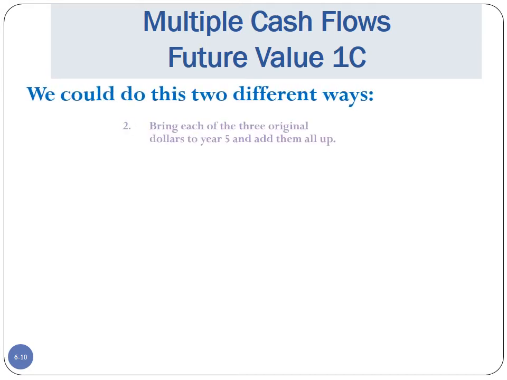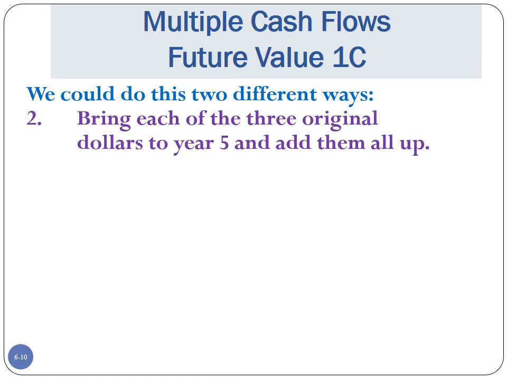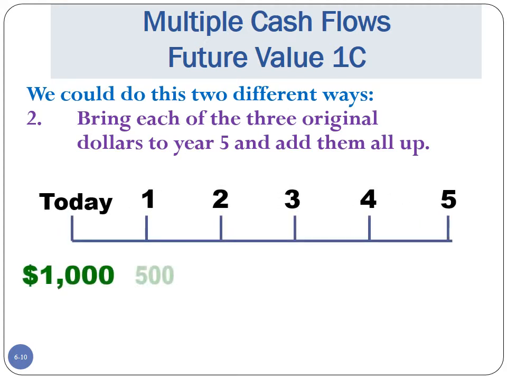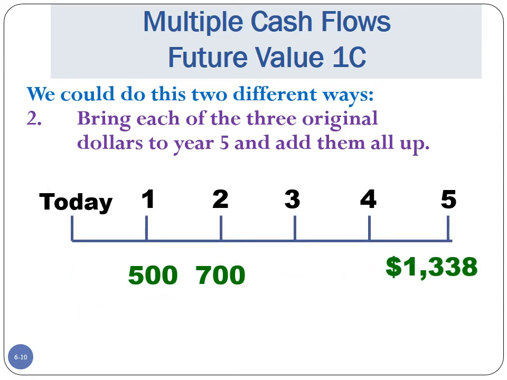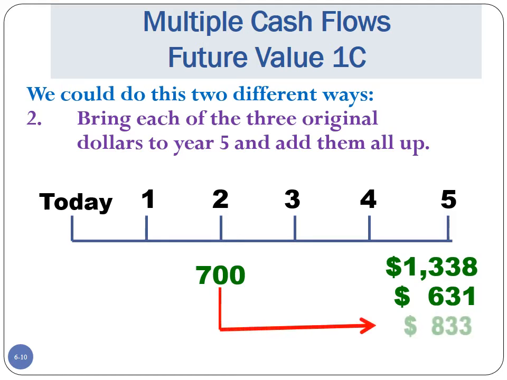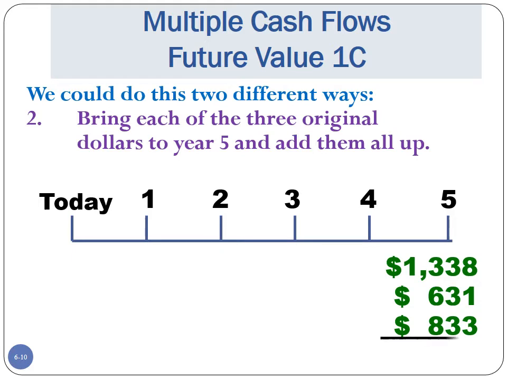Second way we could do this is to bring each of the 3 original dollar amounts to year 5 and add them all up. And we can get 2803 as our final result.